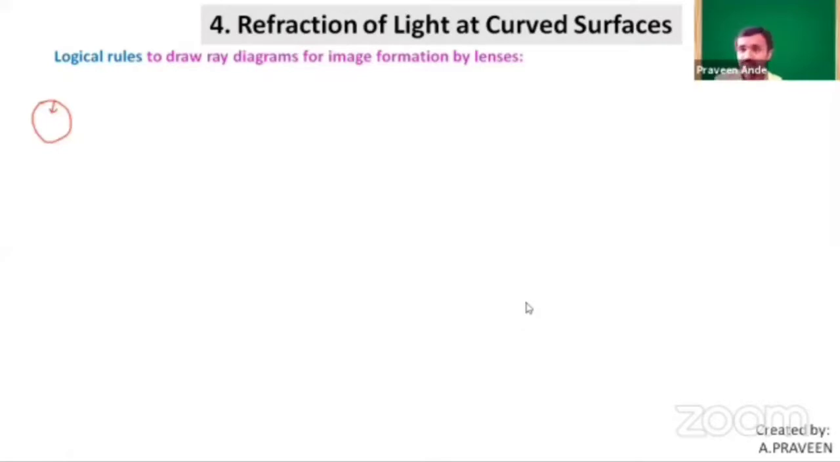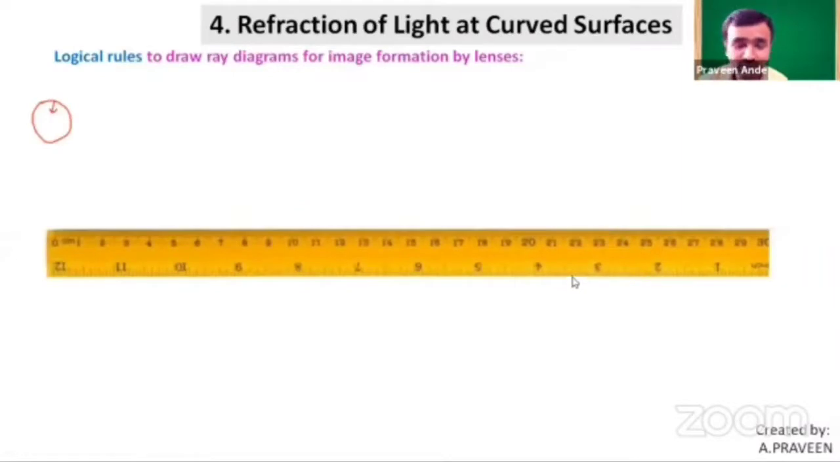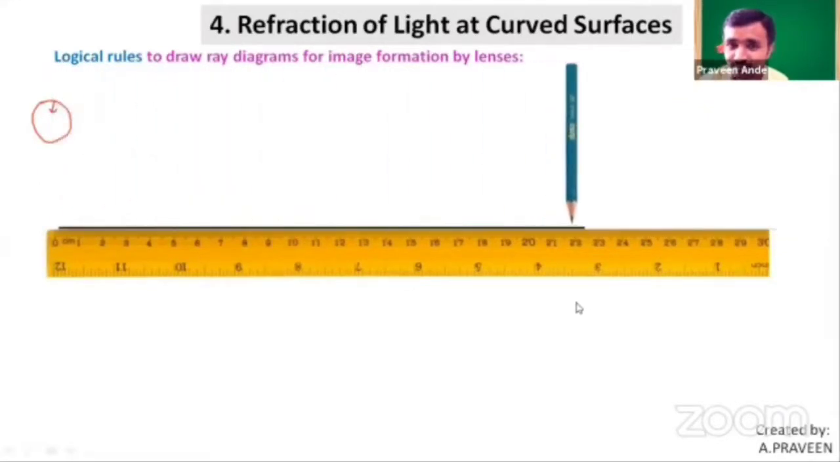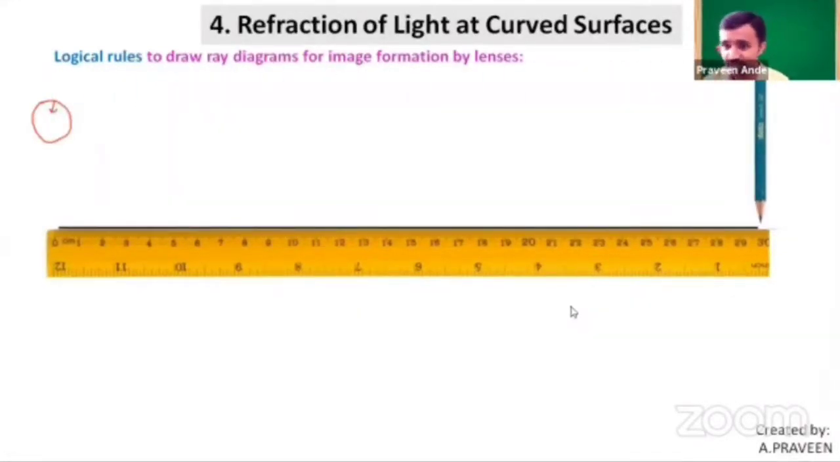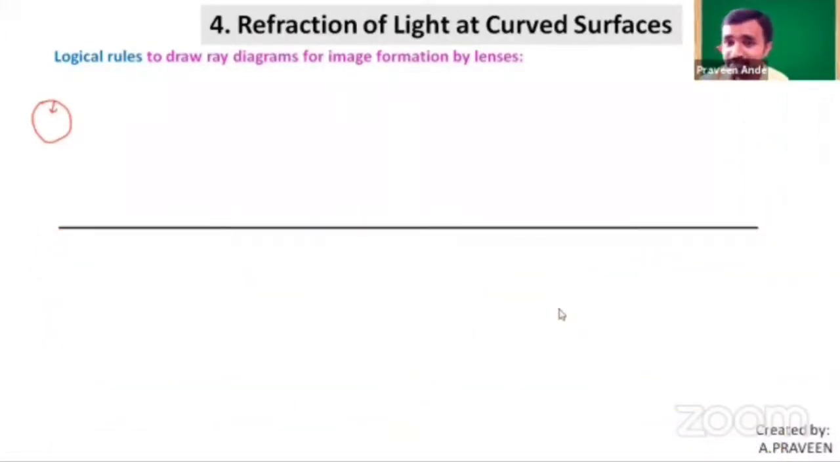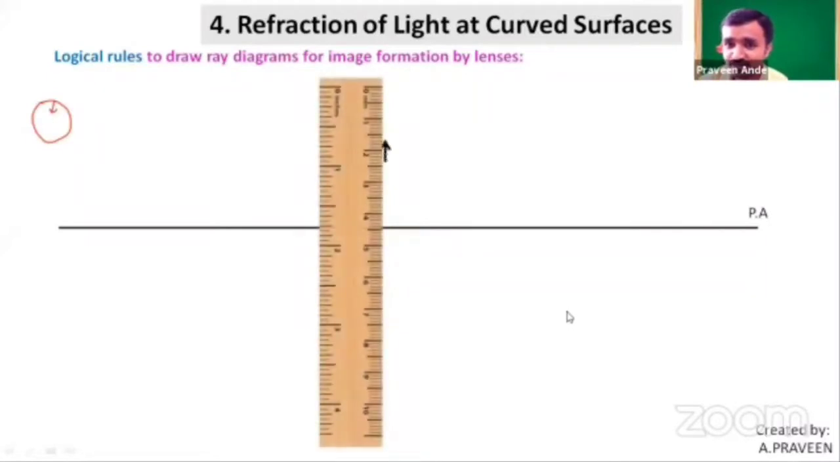Logical rules, what I am giving to remember them, right? First of all, you have to take your paper horizontally and put your scale as you see here. Use a long scale. Then start from there, what I am showing with the pencil. Look carefully. Draw a line and name it as principal axis. Is it clear? Then remove the scale. Select a point in the middle of the principal axis to draw your lens. Right? So I am drawing the lens now. What type of lens? Double convex lens.